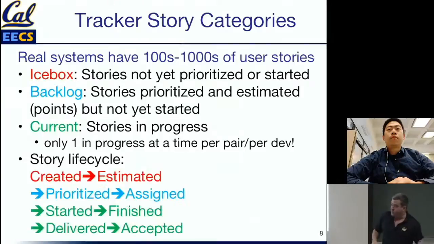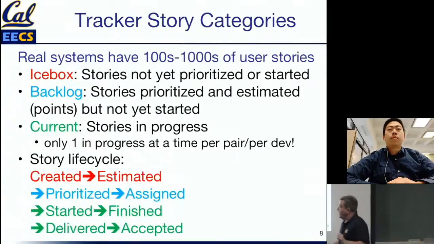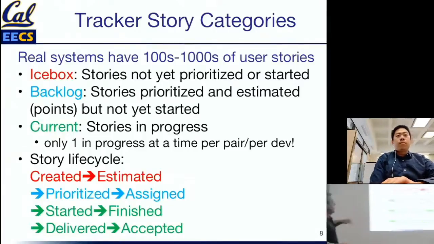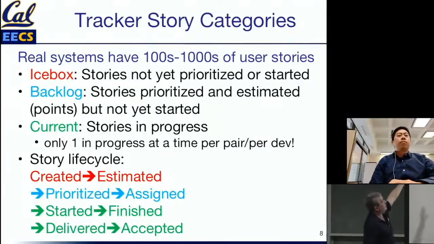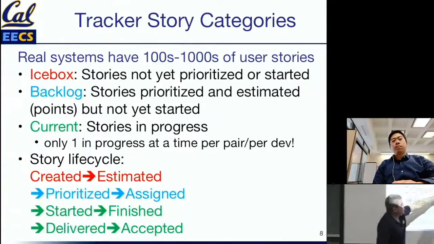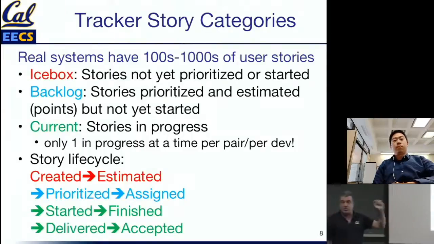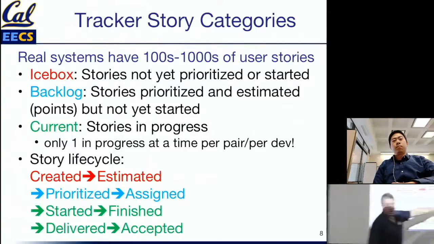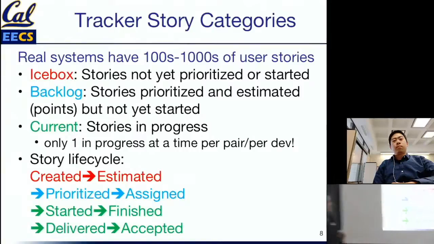So, the story life cycle. And I have conveniently color-coded it, with apologies to people who have visual issues with colors, but I tried to pick ones that are representative. Stories in the icebox have just been created. And the next thing that's going to happen is you're going to estimate points. That's what's happening in your planning meeting, like planning poker. That moves a story into the backlog. And in the backlog, stories have been prioritized, and then they get assigned to a developer or to a pair.